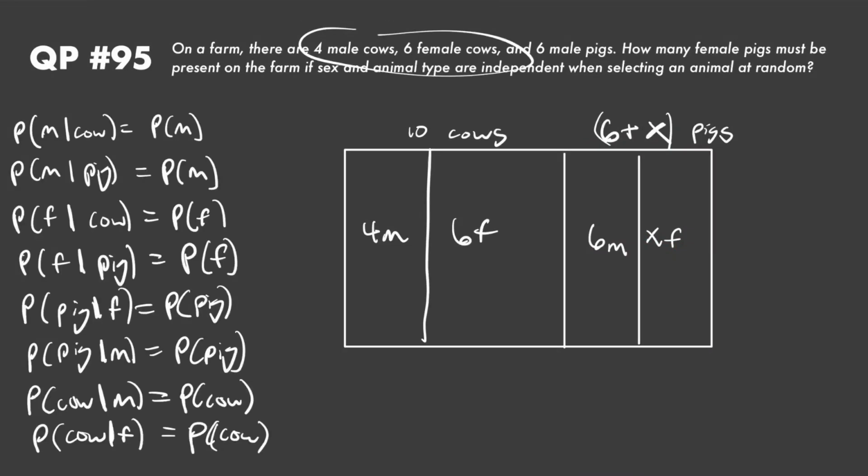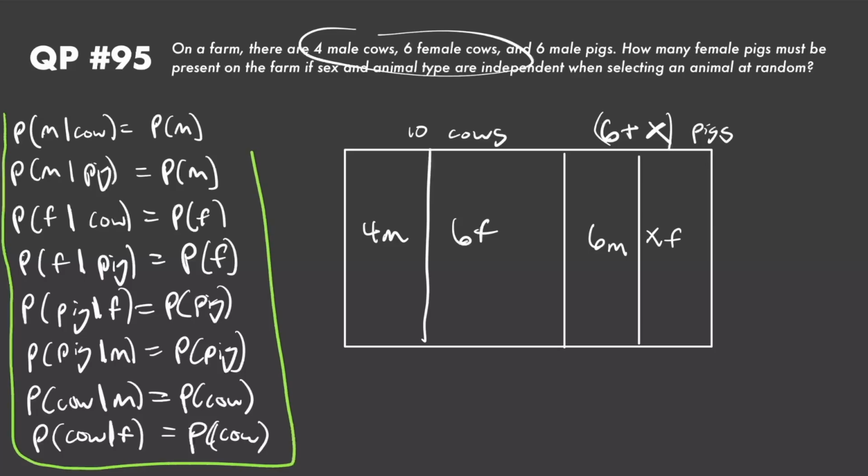So when we're choosing a random animal and we know that the gender and the animal type are independent, well then look at how many equations that gives us that we can use to solve for this variable over here, the number of females. Because if these two events are independent, the information that you're a cow does not change the probability that you're a male. The information that you're a pig also doesn't change the probability you're a male, right? The information you're a cow doesn't change the probability you're a female. The information you're a male doesn't change the probability that you are a pig.